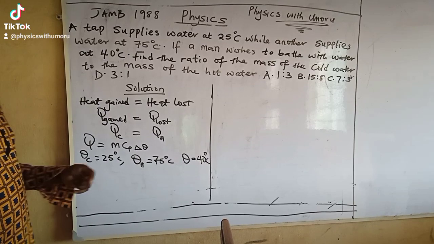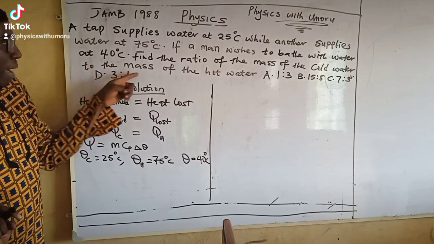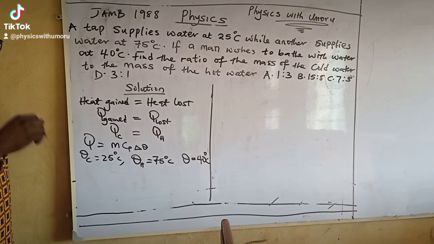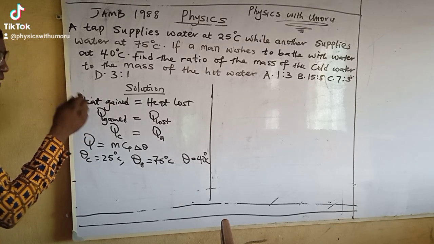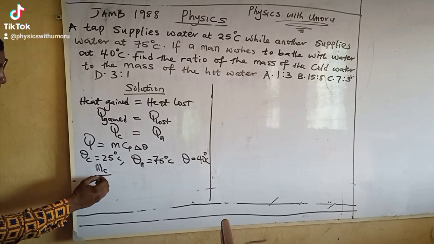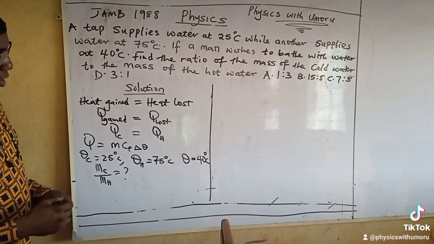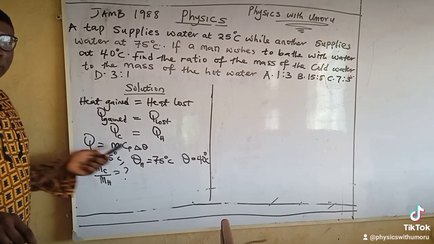Now the question is, we should find the ratio of mass of cold water to the mass of hot water, which means ratio of A is to B means A over B. So the ratio of mass of cold to mass of hot is going to be mass of cold over mass of hot. This is what we are looking for. To continue, remember the heat that will change temperature, this is the formula.